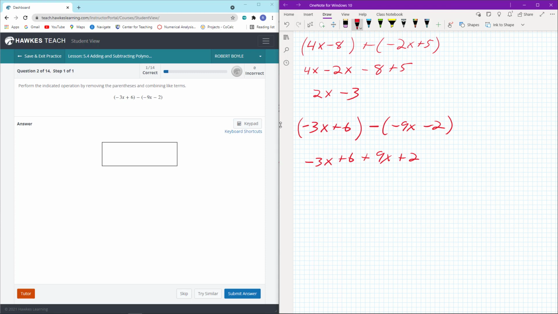Now we can combine our like terms. We will have a negative 3x plus 9x for one like term, and then 6 plus 2 for the other. Negative 3x plus 9x is 6x, and 6 plus 2 is 8.